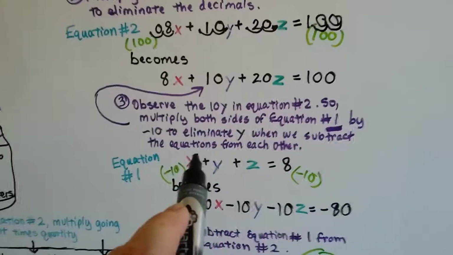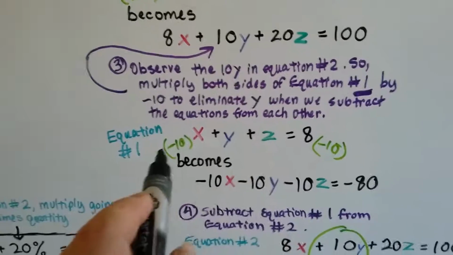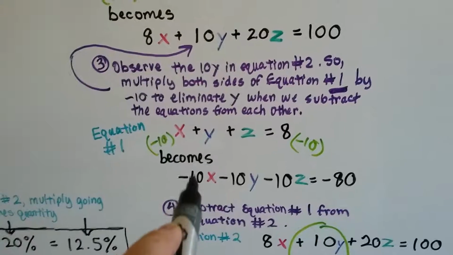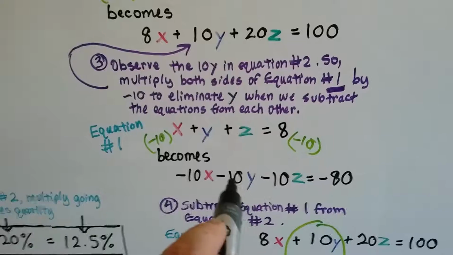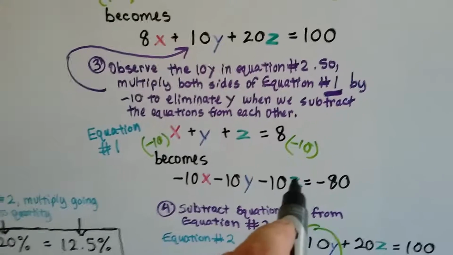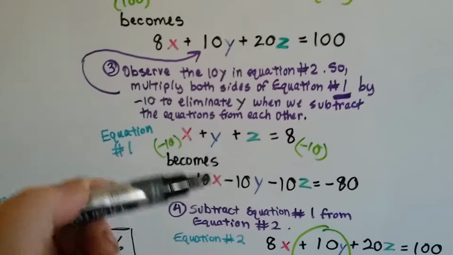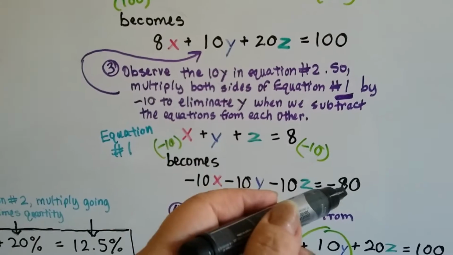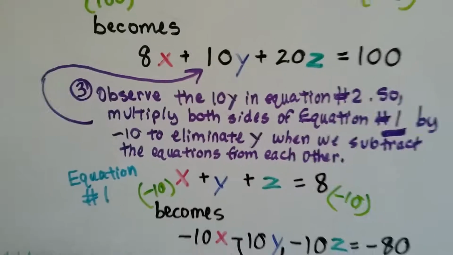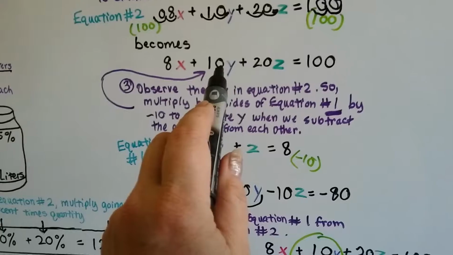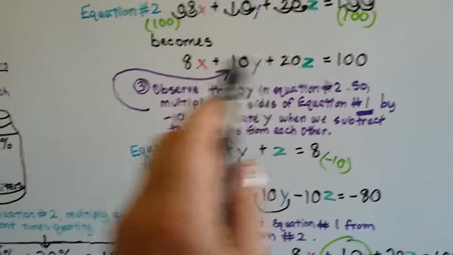And if we take this x plus y plus z equals 8 and multiply it on both sides by negative 10, it's going to become this. Negative 10x minus 10y minus 10z is going to equal negative 80. See? They're all going to become a negative 10, and that's going to become a negative 80. And because this one is a negative 10, when we put it underneath this one to subtract, it's going to eliminate y.